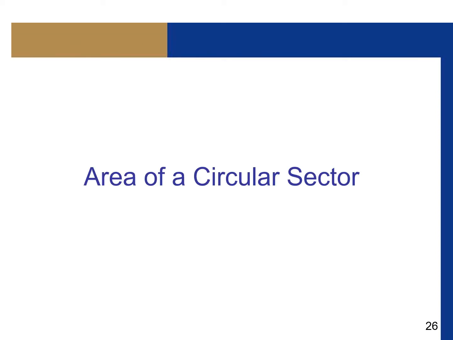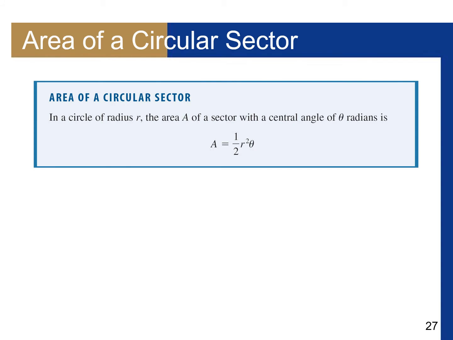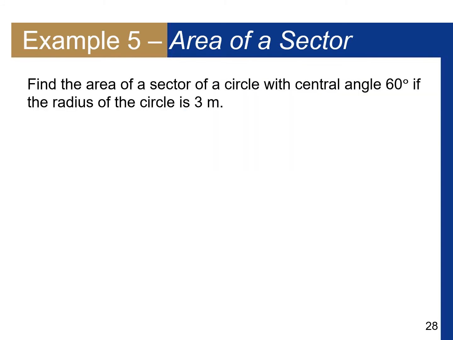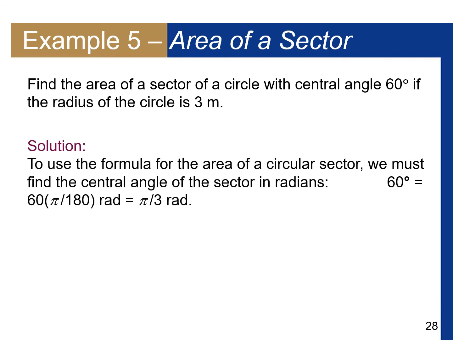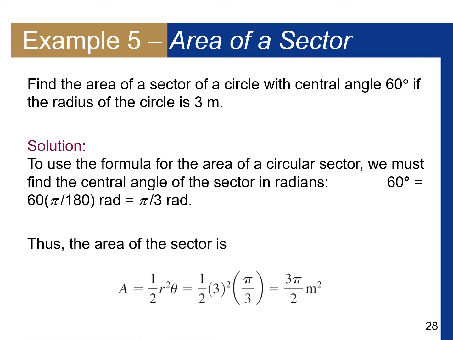Now, if we look at the area of a circular sector, again, we looked at this back in geometry in high school. We have 1/2 radius squared times theta. If we want to find the area of a sector of a circle with a central angle of 60 degrees and the radius of the circle is 3, we know that 60 degrees is pi over 3 radians. So we're going to take 1/2 times 3 squared times that pi over 3, and we will get 3 pi over 2 meters squared.